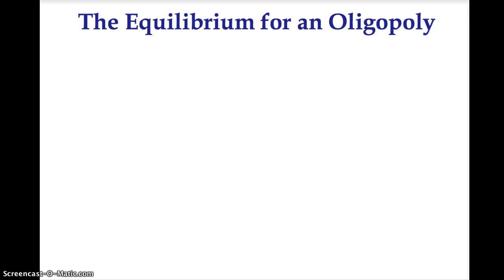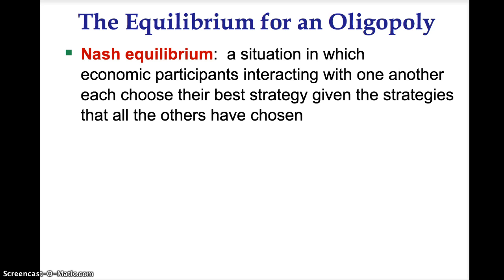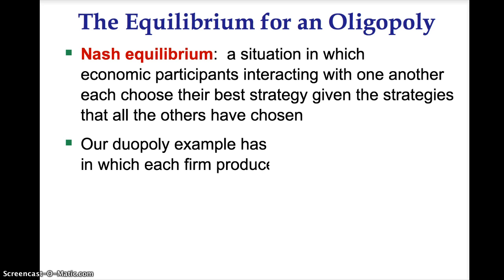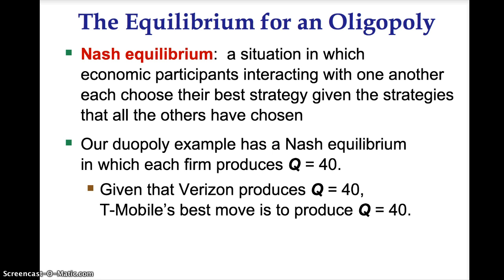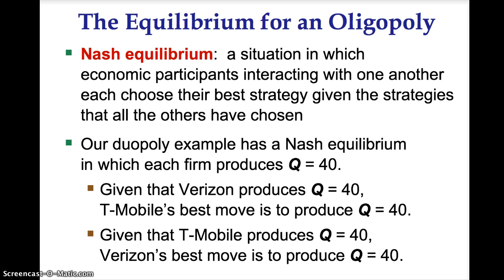Equilibrium for an oligopoly. Nash equilibrium is a situation in which economic participants interacting with one another each choose their best strategy given the strategies that all the other players have chosen. In our duopoly example, the Nash equilibrium occurs when both firms produce 40 units. Given that Verizon produces 40 units, T-Mobile's best move is to produce 40 units. Given T-Mobile produces 40 units, Verizon's best move is to produce 40 units.